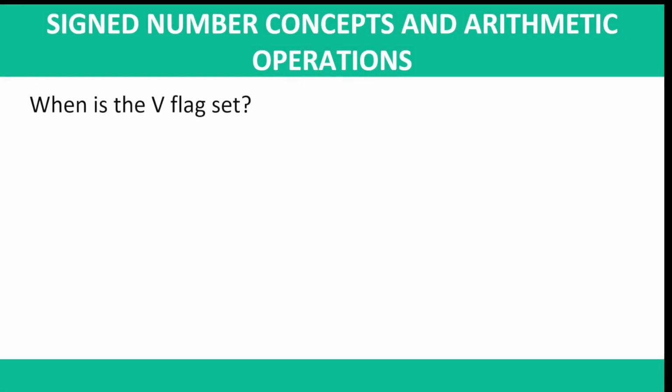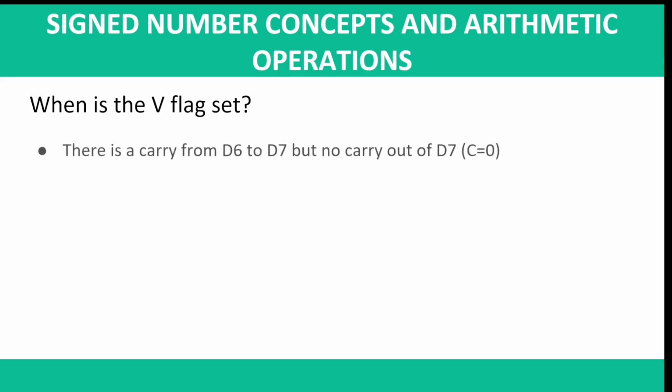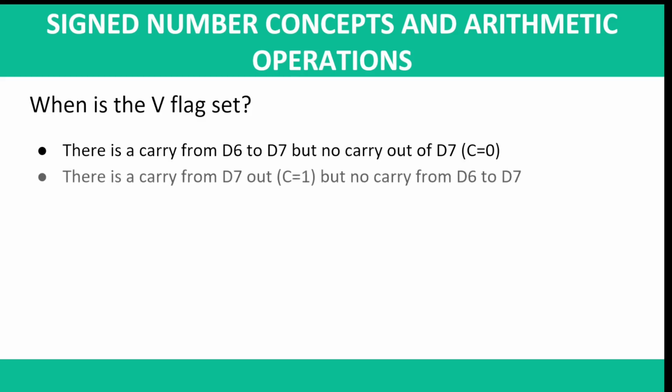So next, when is the V flag set? So there are conditions before ang AVR makaingon nga yes, this is an overflow. First is there is a carry from the digit 6 to digit 7 but no carry out of D7, C is equal to 0. So the last digit has no carry, but from digit 6 to D7, naay carry.